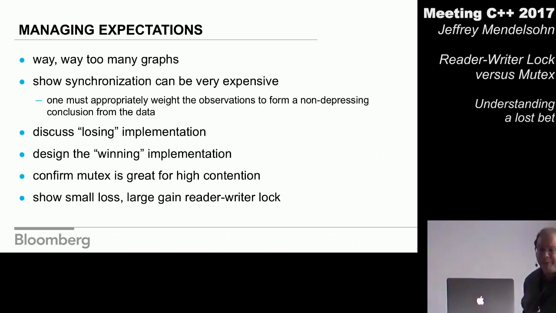We'll go through the losing implementation. We'll go through the implementation we came up with at the end. I will be confirming that Mutex is great when you have a lot of contention, a lot of threads going for the same lock at the same time. There's no way about that. But in the end, I'll show you a lock which has a small loss when we should have been using a mutex, and a great win when we should be using a reader-writer lock over a mutex. Having said that, it won't be a great win in the absolute sense that we have a lot of scalability. It'll just be a great win relative to mutex.